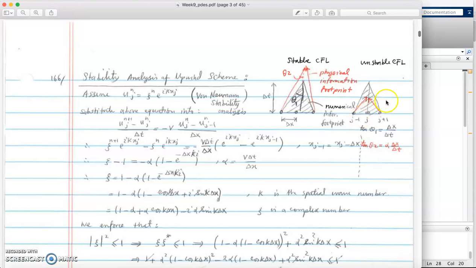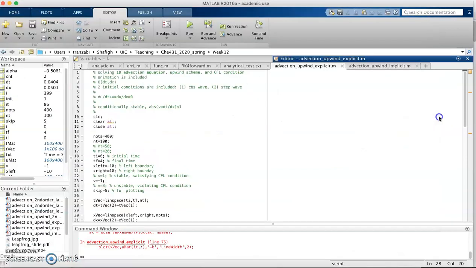If the wind is coming from right to left, and you're sitting at point J, then you have to use the concentration or the information at point J plus 1 and J to calculate the derivative at point J. You cannot use J minus 1 when the wind is coming from right to left, because if you're sitting at point J, information hasn't reached J minus 1, you don't have any information on that point yet.